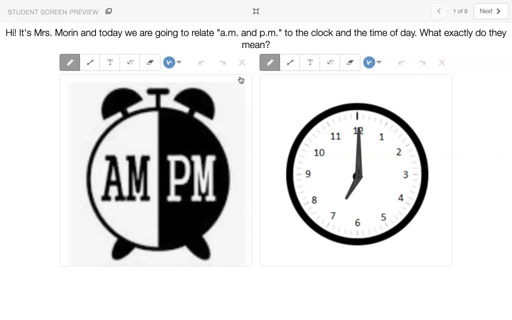Today we are going to relate AM and PM to the clock and the time of day. So what exactly do they mean? I'm looking at this clock, and I can see that it's pointing to the 7 with no minutes on it, so it's 7 o'clock, but I'm not sure whether it's AM or PM. AM looks like the day hours because it's light, and PM looks like it might be the evening hours. But how do I know whether this is 7 AM or 7 PM?